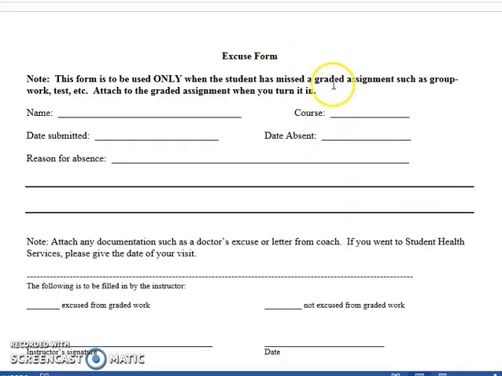On the last page of the syllabus is an excuse form. This form is to be used only when the student has missed a graded assignment, such as a group work or test. If you'll attach that to your graded assignment when you turn it in, then we'll use that as your excuse for that absence. If you don't have an excuse, you won't be allowed to make up the group assignment.